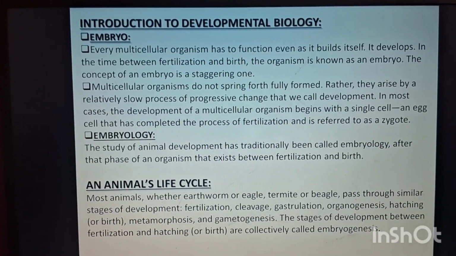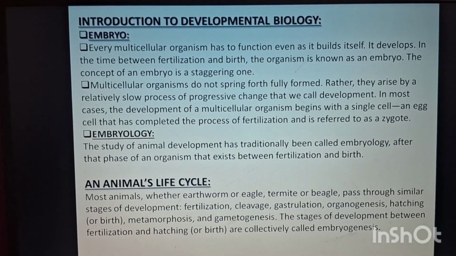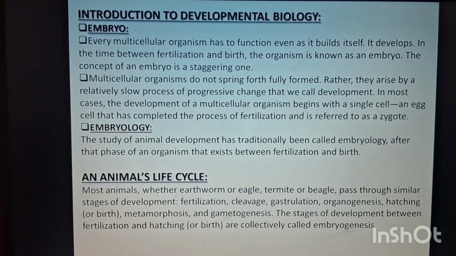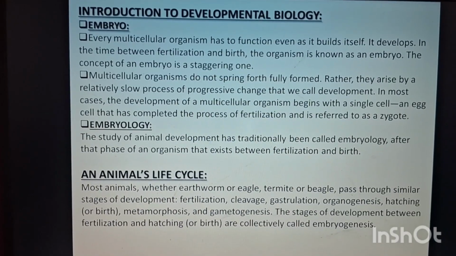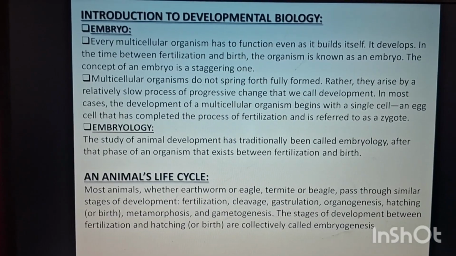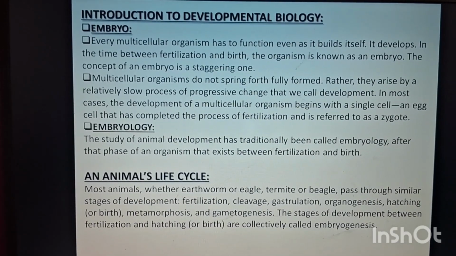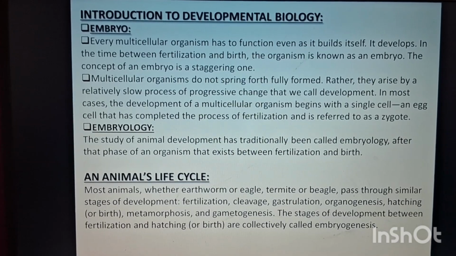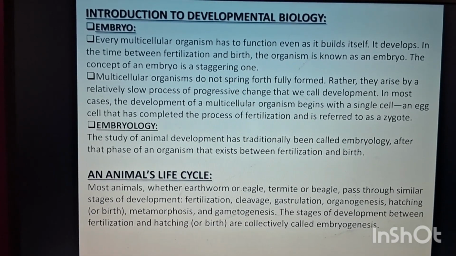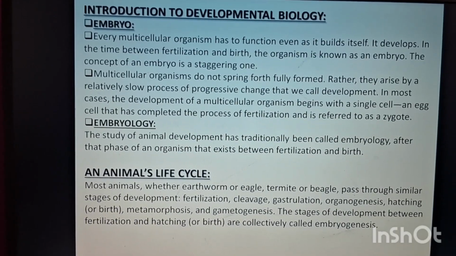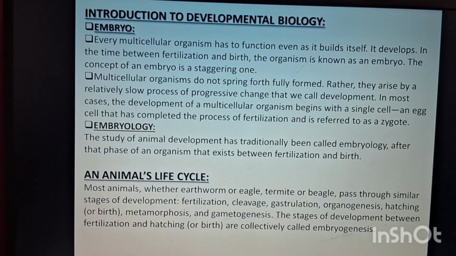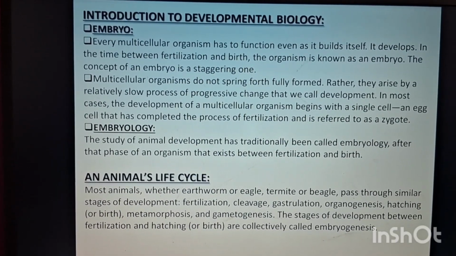Next point, multicellular organisms do not spring forth fully formed, rather they arise by a relatively slow process of progressive change that we call development. In most cases, the development of multicellular organisms begins with a single cell, an egg cell that has completed the process of fertilization, that is referred to as a zygote. Meaning, the gradual progressive process through which a simple cell grows and transforms into a complex and fully formed multicellular creature is called developmental process.